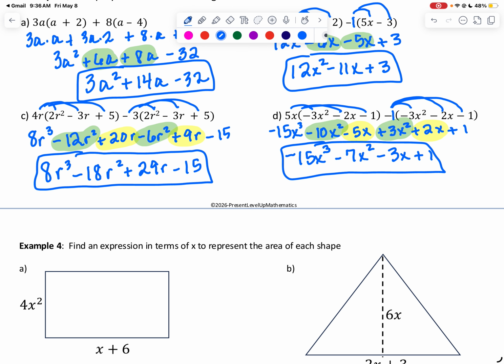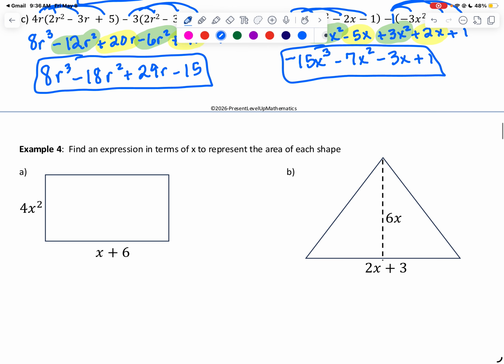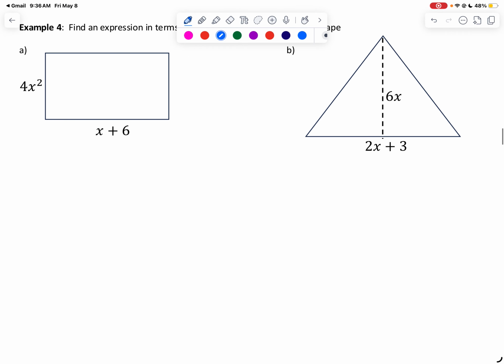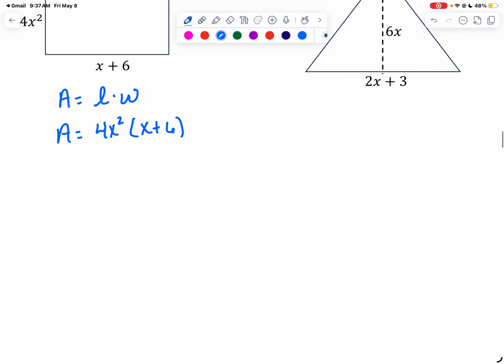All right, now let me show you another way this might be tested. Example 4, it says find an expression in terms of x to represent the area of each shape. So in problem A, we have a rectangle, and the area of a rectangle is length times width. So an expression for the area of the rectangle, I'll take the 4x squared and multiply it by x plus 6. Now, pause the video and try to finish this problem on your own.